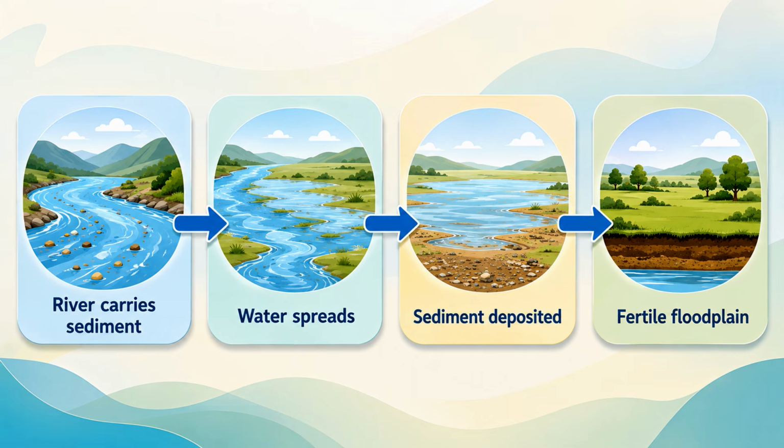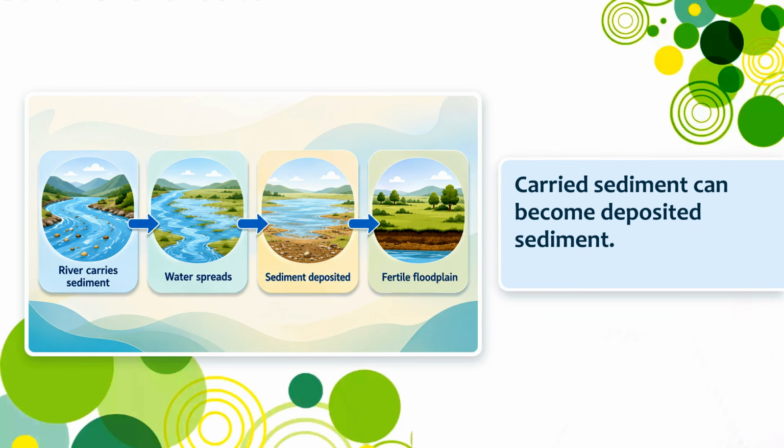The key change is from carried sediment to deposited sediment. Layers left on riverside low land can build the floodplain surface and help make its soil fertile. The process depends on one change in the sediment. Carried sediment can become deposited sediment. That deposited material builds the floodplain surface.